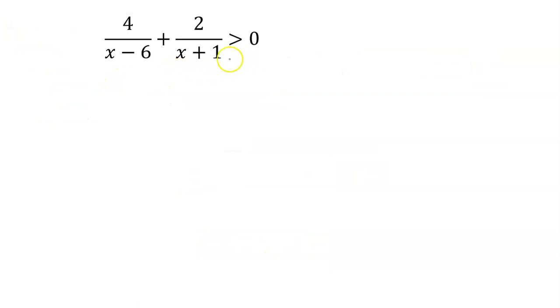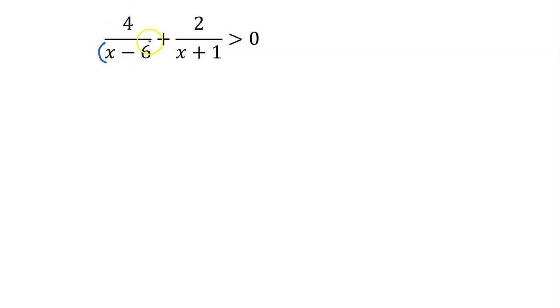Let's shift gears and talk about how to solve a rational inequality. The word rational just means that we have expressions that are in the form of fractions. The first step is to take these two separate fractions and combine them into one big old fraction. To do that, we need like denominators.